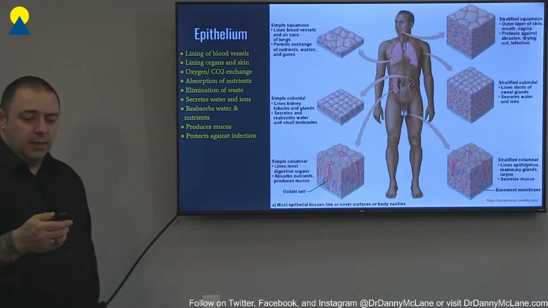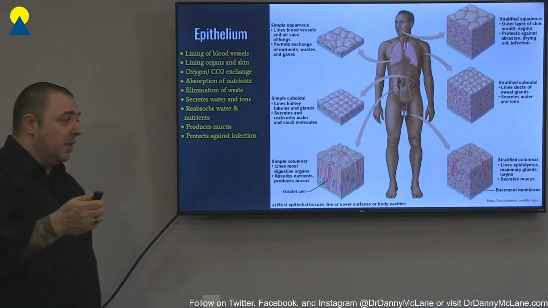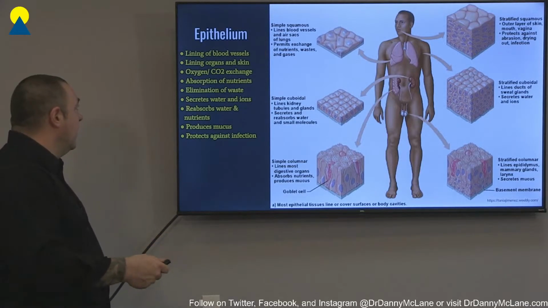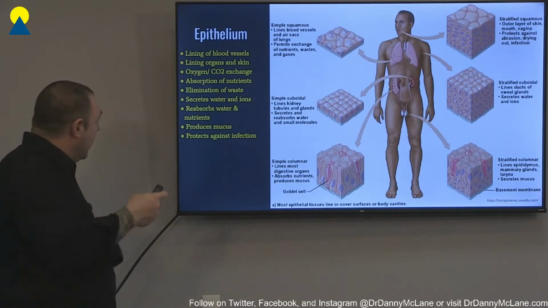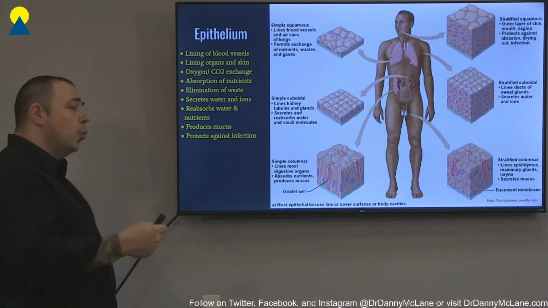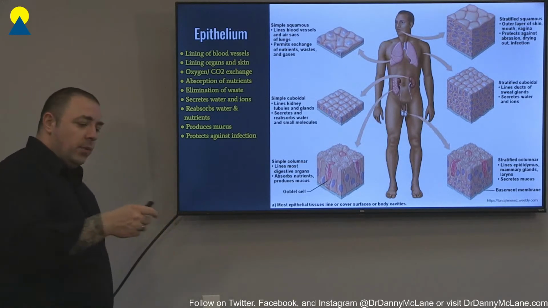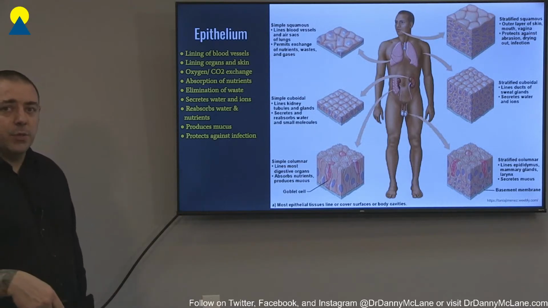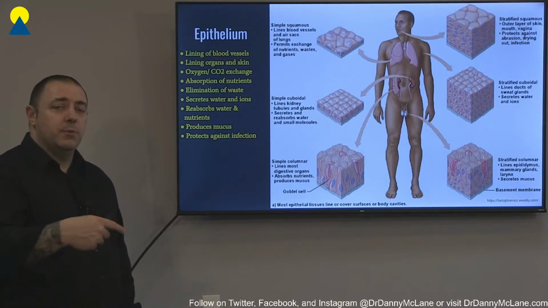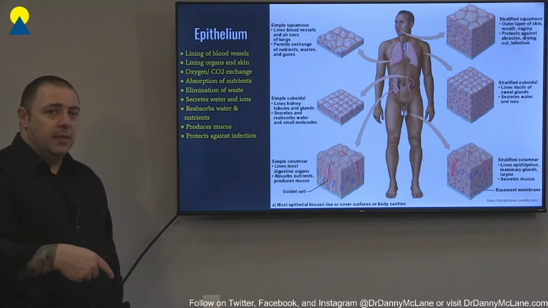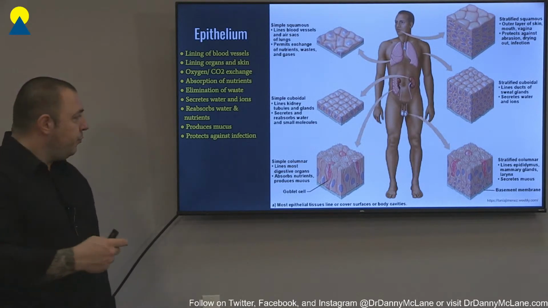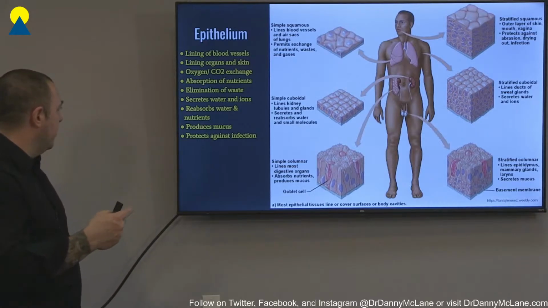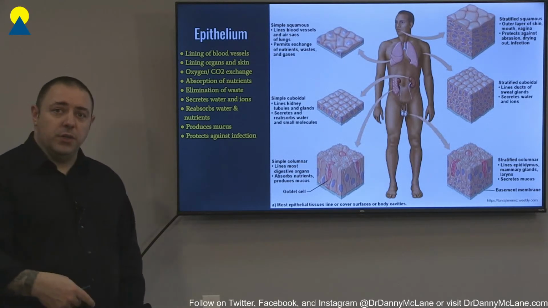Epithelium, where is it? Well, pretty much anywhere that you've experienced in autoimmune disease. Lining the blood vessels, organs, and skin. What does it do? It exchanges oxygen and CO2. It helps to absorb nutrients and eliminate waste. Remember what we talked about? Malnutrition? Well, guess what? What if your lining where you absorb nutrients is damaged? What happens then? If you can't absorb nutrition, even if you're eating it, then you're going to end up with malnutrition. So, it secretes water and ions, reabsorbs water and nutrients, produces mucus, and protects against infection.